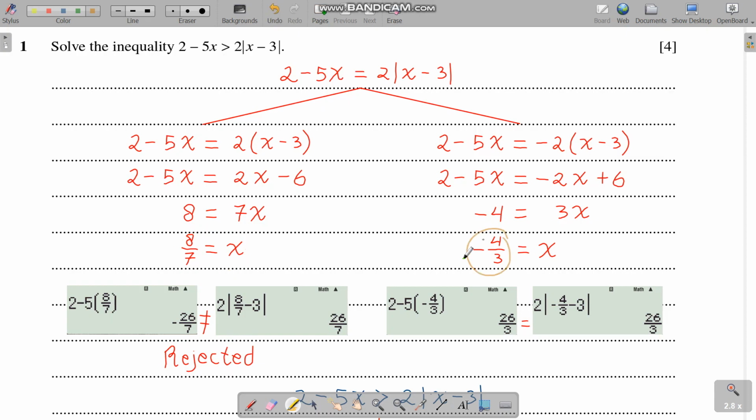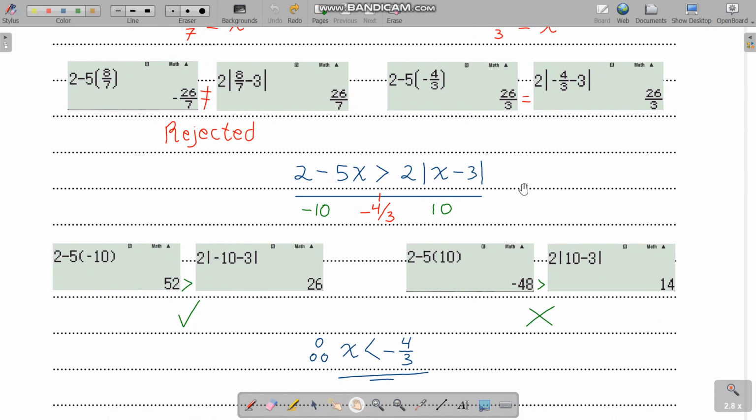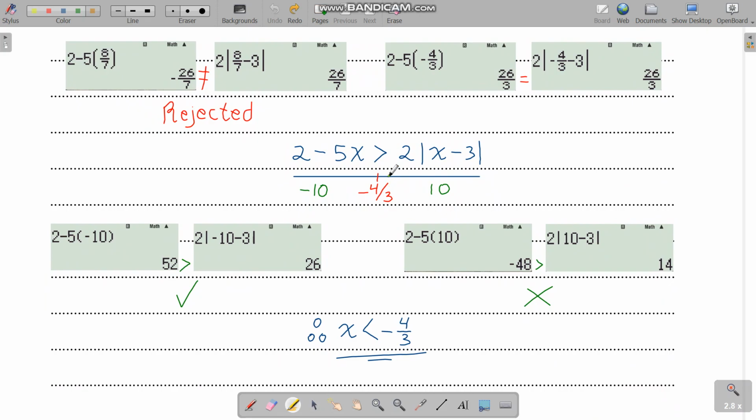And for the minus 4/3, again we plug in, and we get exactly the same on the left and on the right, which means we can use this solution. So we have only one critical value. Back to the inequality, draw a number line, put the critical value on the number line. So this means we have two possible intervals for the solution. We can use the left hand side, which is smaller than minus 4/3, or the right hand side, which is bigger than minus 4/3. Okay, so we have two possible intervals.